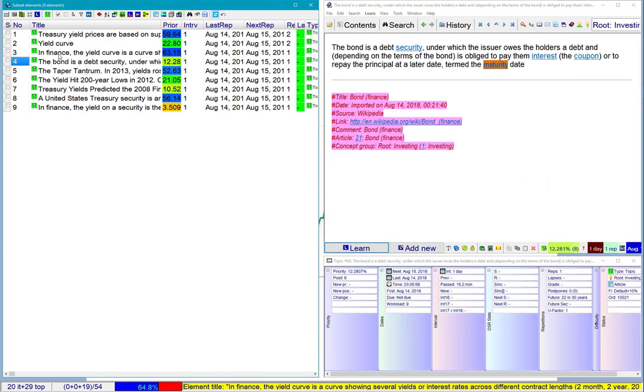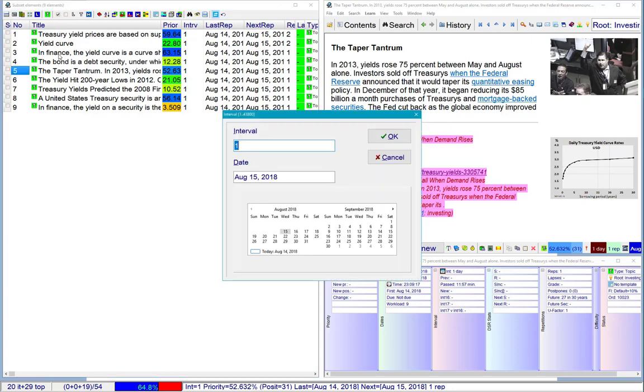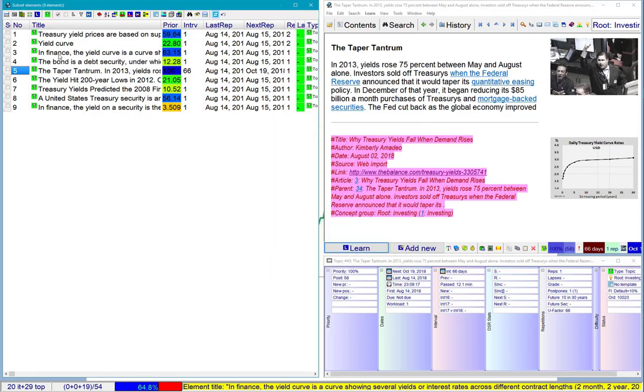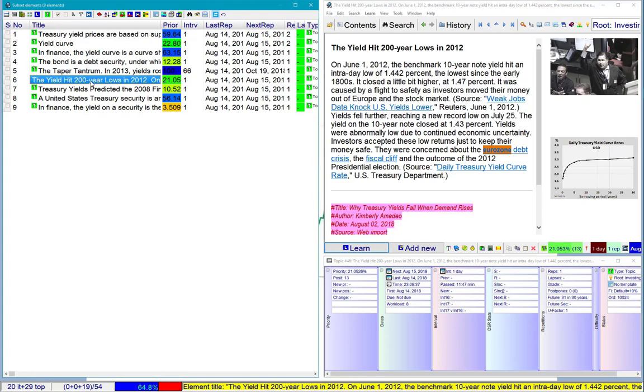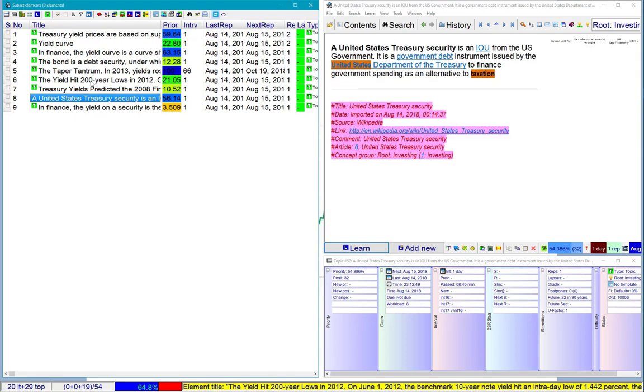Yield curve. The bond. This dreaded taper tantrum. Oh, actually, I already sent it away 2 months from now. I'm only interested now in that interesting part. Financial crisis, yeah.